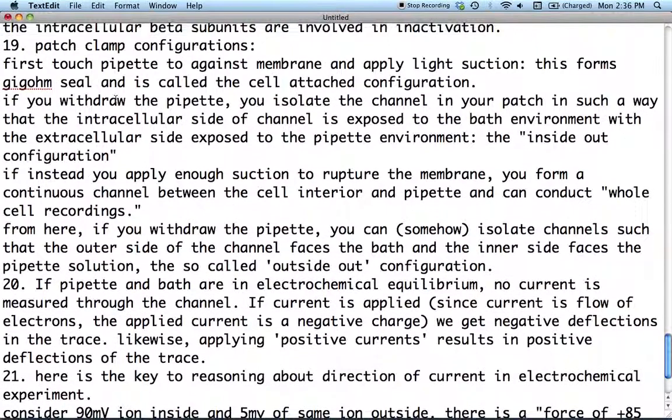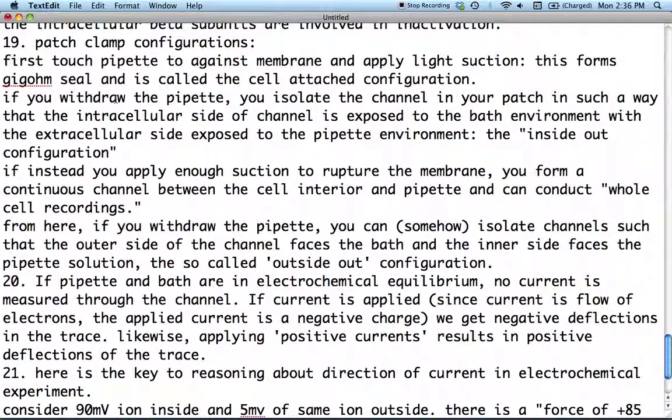Okay, so patch clamp configurations. First of all, patch clamp techniques are all about measuring voltage through a single channel and seeing how a single channel behaves. Though you can take whole cell recordings, so I don't want to be too limited in that. So this is how you want to think about this.